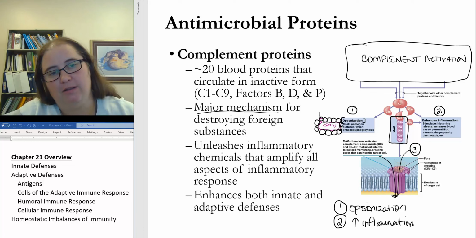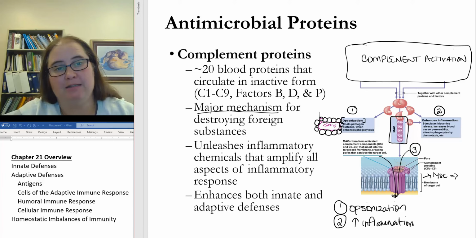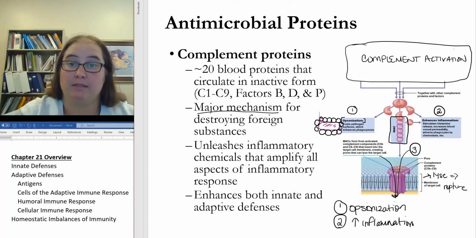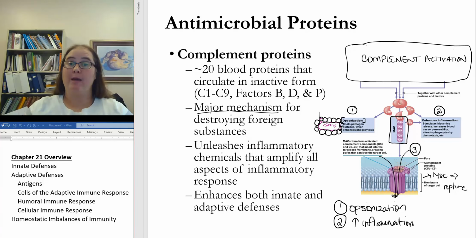So this causes lysis. And if you want to be really non-scientific, lysis is essentially the rupture. Rupture of that cell. So those are the mechanisms in which our innate defenses carry out their function.